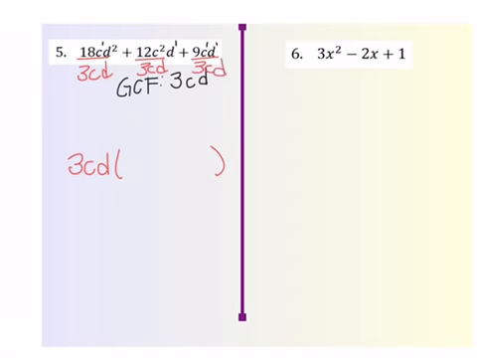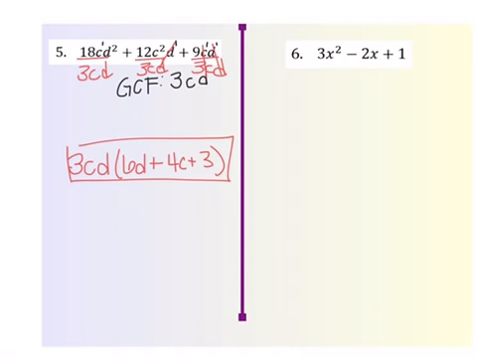So 18 divided by 3 gives me 6. A c divided by c, those are going to cancel. And then a d squared divided by d, remember you subtract, so I still have 1 d left. Plus 12 divided by 3 gives me 4. The d's cancel in this situation, and a c squared divided by c gives me 1c. Plus 9 divided by 3 gives me 3. And then both the c's and the d's cancel in this situation. So this is my final answer. I would be done. Go ahead and try the next example on your own.